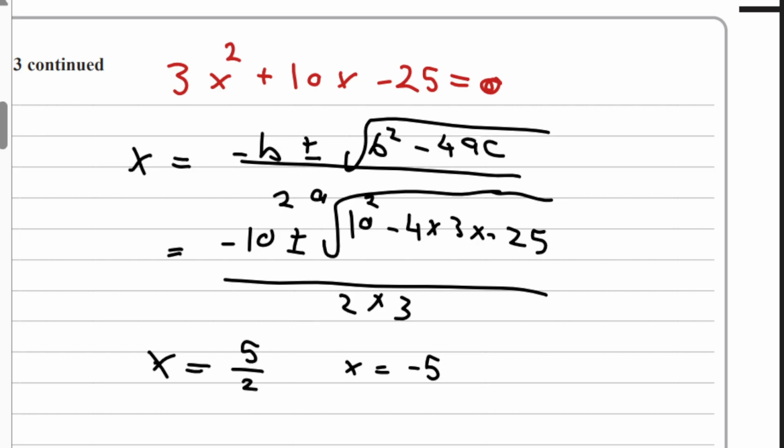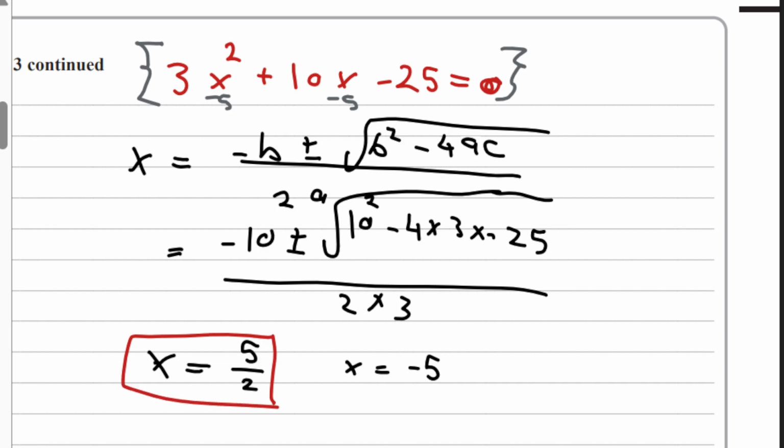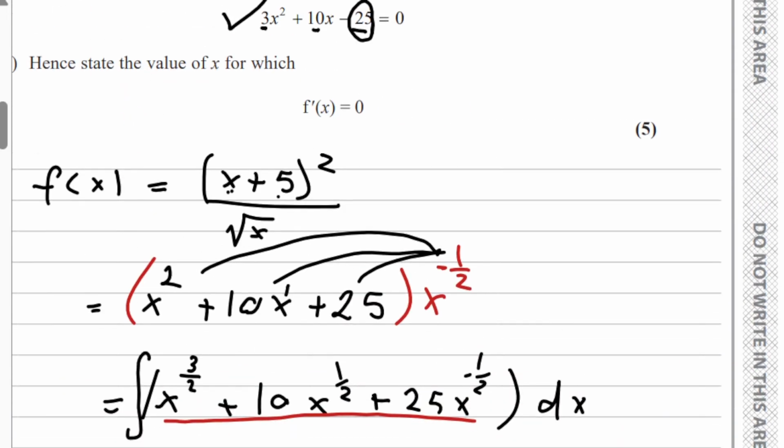x equal negative 5 doesn't work if you try it. It doesn't give you 0 because I just did this question before. But in the exam, please, if you got more than one value, try both, and substitute it here. Now if you substitute negative 5 here, it wouldn't give you 0. So x is only 5 over 3. And that's your 9 nice, easy peasy marks.